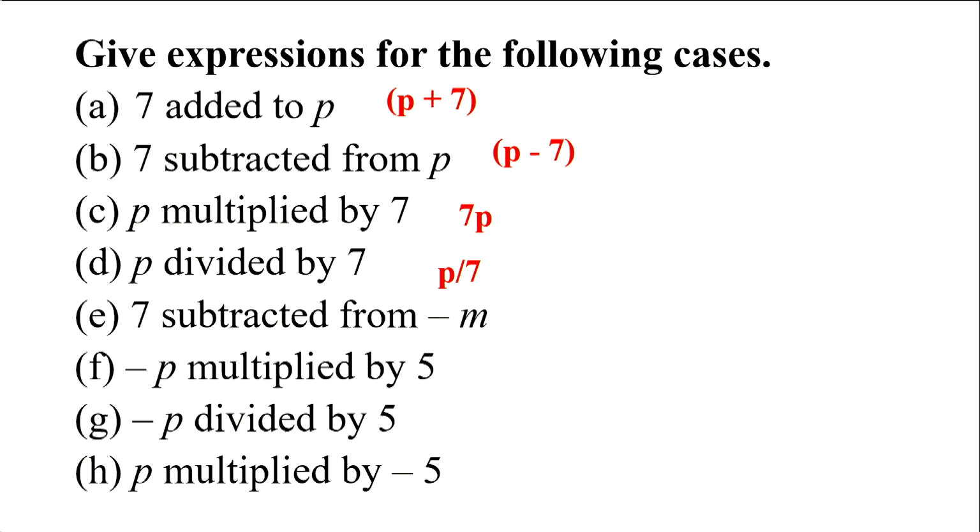7 subtracted from m, m minus 7, because we have to subtract 7. Minus P multiplied by 5, therefore, minus 5P is the answer. Minus P divided by 5, therefore, minus P divided by 5 is the answer. P is multiplied by minus 5. In this case also, we will get minus 5P. Is it understood? Or can you frame many more questions like this with algebraic expressions? Very good. Try it yourself.